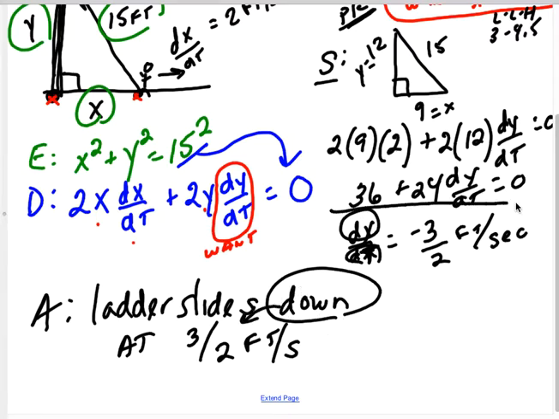So you found dy/dt, but then in the context of this problem, you have to recognize that you were given a direction. The ladder is not sliding down at a negative rate. The ladder is just sliding down. So that covers the 3/2, right? And you could use 1.5, that's fine.